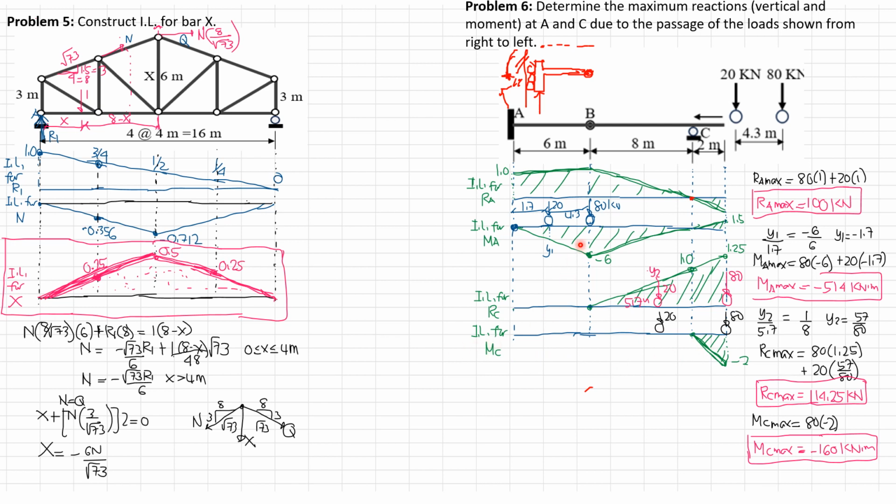Therefore, for maximum reaction at A, we simply place the 20 kilonewton here. Also, the 80 kilonewtons, they will fit on the 6-meter distance or length AB because the distance between the loads is only 4.3. RA max therefore is 80 times ordinate 1 plus 20, ordinate is also 1 in this portion here. So RA max is 100 kilonewtons. As easy as that, supposedly.